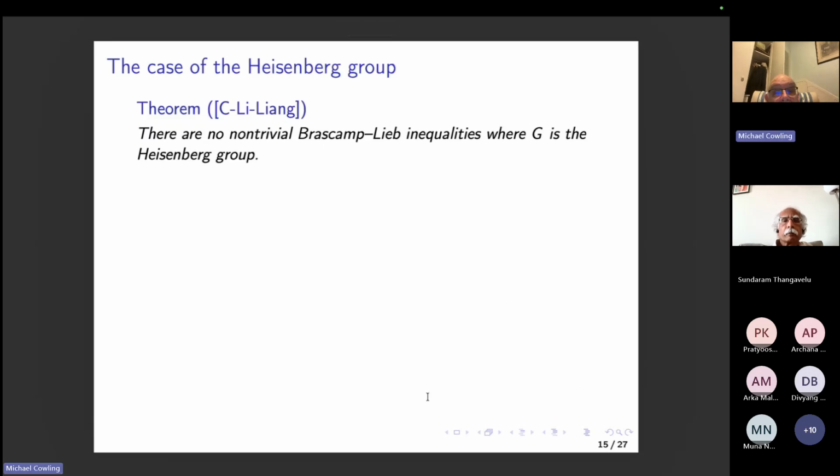So here's the case of the Heisenberg group. There are no non-trivial Brascamp-Lieb inequalities where G is the Heisenberg group. So in other words, if I take G as my source group for all the homomorphisms, and if I take it to be the Heisenberg group, then there are no non-trivial Brascamp-Lieb inequalities. In fact, we'll see that the only possible inequalities are Hölder inequalities, which I said in some sense were trivial because they don't really depend on homomorphisms or any group structure.